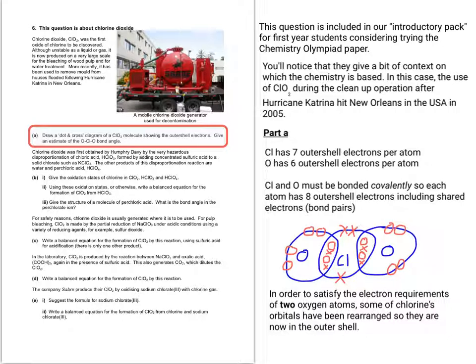In order to satisfy the demands of 2 oxygen atoms in terms of electrons, some of the chlorine atom's orbitals have been rearranged from inner shells into the outer shell, so that there's now the ability for the requisite number of covalent bonds to be made. So this phenomenon is called expansion of the octet.